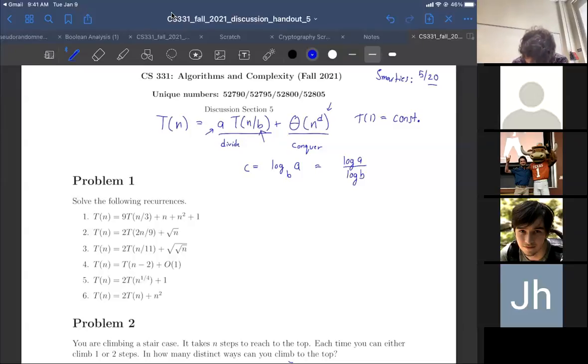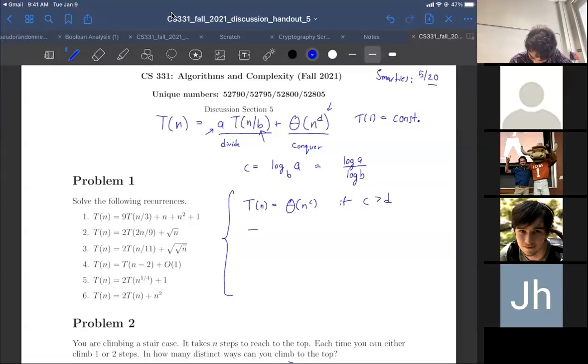Let's look at the first case. We'll say T of n is equal to theta of n to the C if C is greater than D. You can think of this divide step as some polynomial like n to the C, and that means that polynomial dominates n to the D. In other words, we are dominated by the divide procedure, not the conquer procedure.